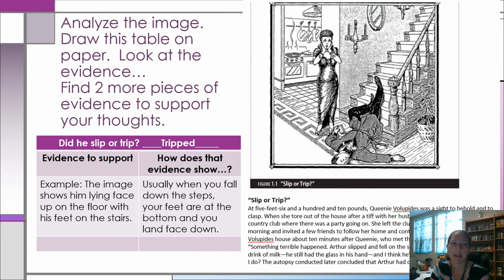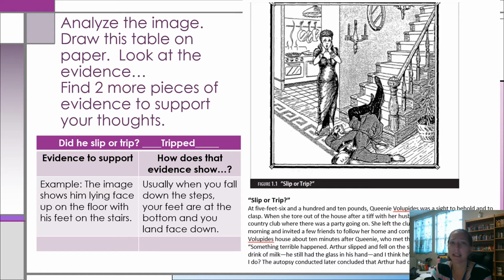Now, here's that picture again. I want you to draw this table on a piece of notebook paper. Just pull out a piece of notebook paper and draw this table on it, okay? And let's look at some different pieces of evidence to support whether you think he slipped or whether he was tripped, okay? So, on this table, at the very top, I want you to ask yourself this question: did he slip or was he tripped?